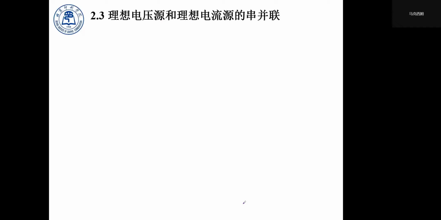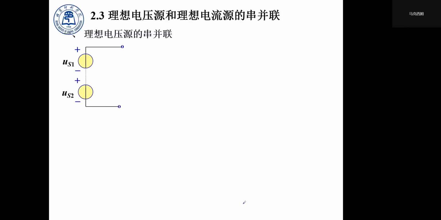So after the Y-shaped and the delta-shaped connection and their transformation from each to the other, we now talk about the ideal current law and the ideal voltage law and their connection in series connections or in parallel connections. So this part is relatively simple, much simpler than the previous stuff.